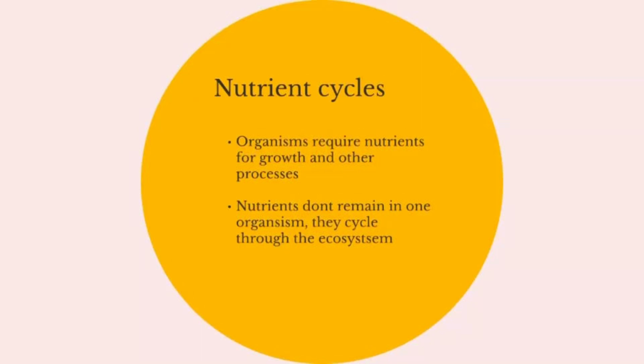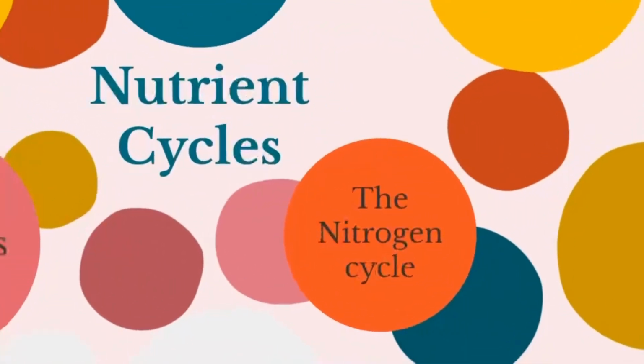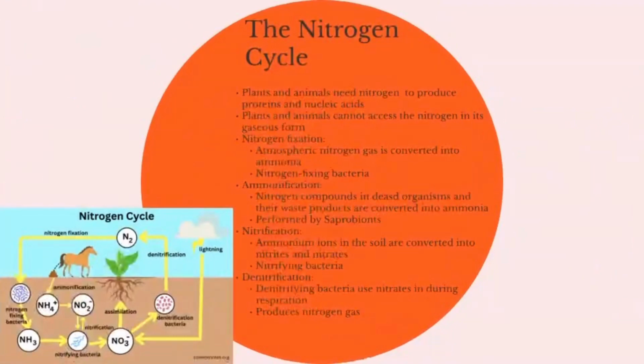So we're going to look at two examples of nutrient cycles today. We're going to look at the nitrogen cycle and also the phosphorus cycle. Starting with the nitrogen cycle, there are 4 key processes in the cycle, and these are carried out by different bacteria, which we are going to go into a bit more detail on later, but I will mention them now. So the first part of the nitrogen cycle is nitrogen fixation.